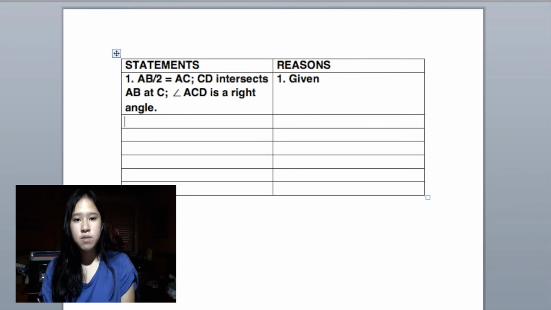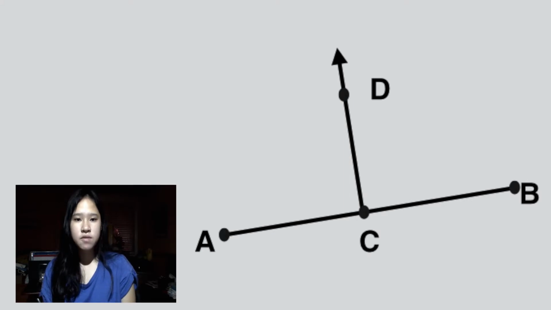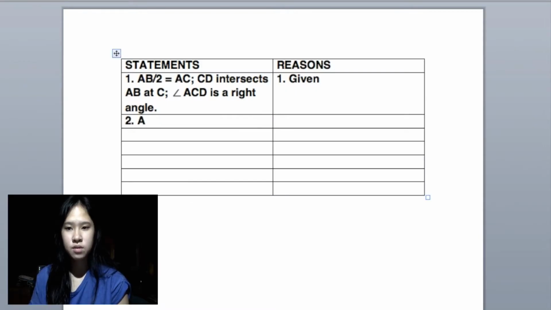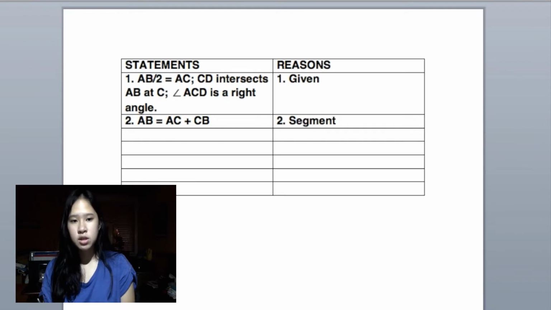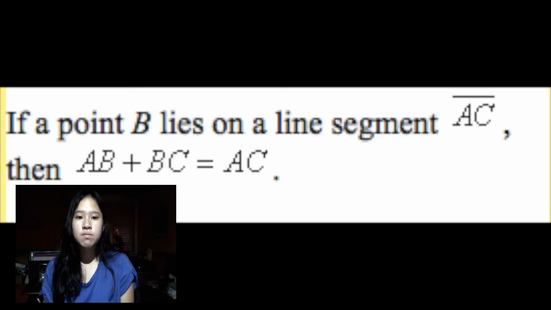Now we can work with AB over 2 is equal to AC, since that's what we strategized in the first place. Since AB divided by 2 is equal to AC, it means that AB is equal to AC plus CB. We use the segment addition postulate, which states that if a point B lies on the segment AC, then AB plus BC is equal to AC.